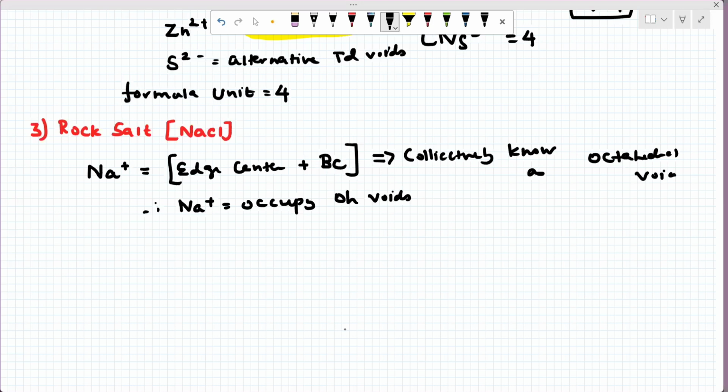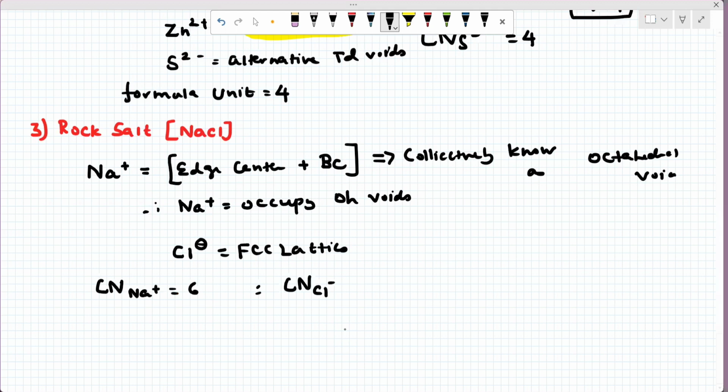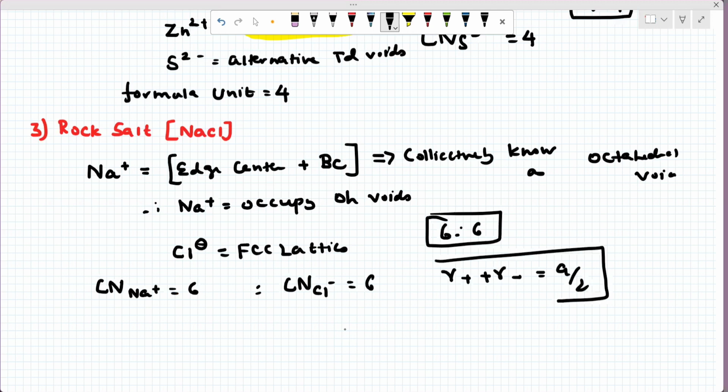Simple. Now, the Cl- forms the FCC lattice. What is the coordination number of Na+? The coordination number of Na+ is 6, and the coordination number of Cl- is 6. Therefore, it is a 6 is to 6 ratio. The radius ratio formula: r+ over r- is equal to a by 2. This is for NaCl alone, but it is very important. They will ask questions based on ionic crystals. Next problem.